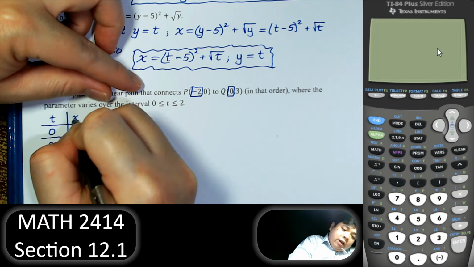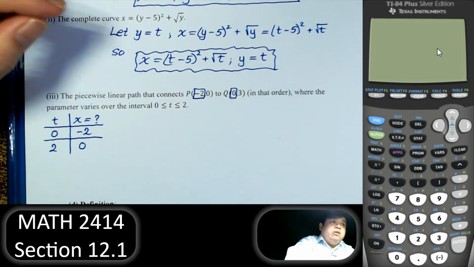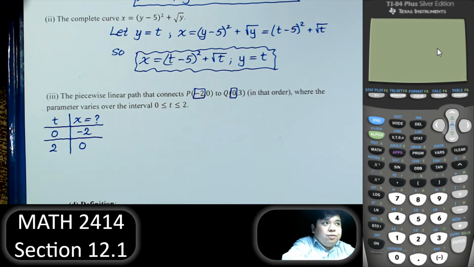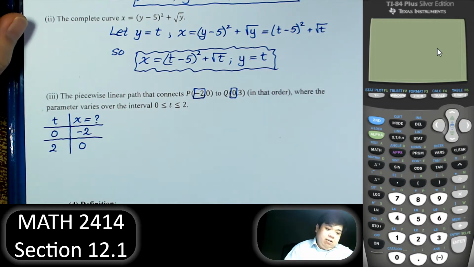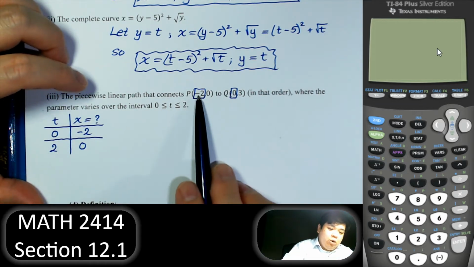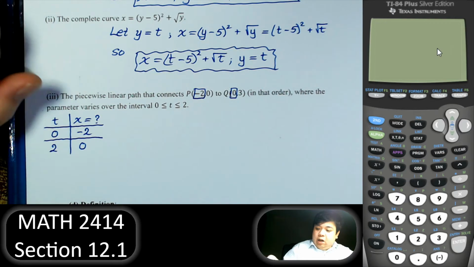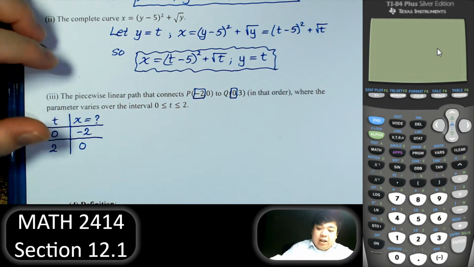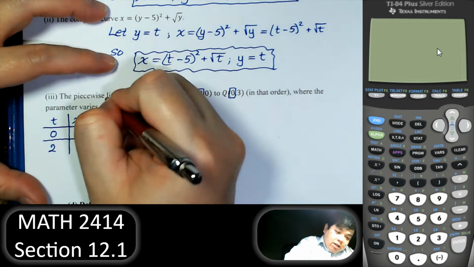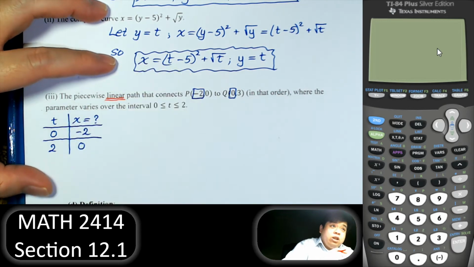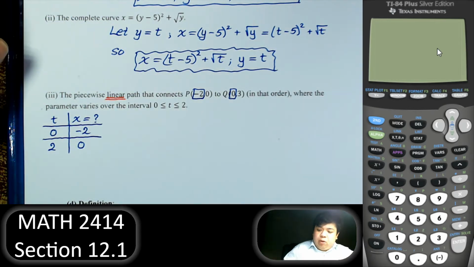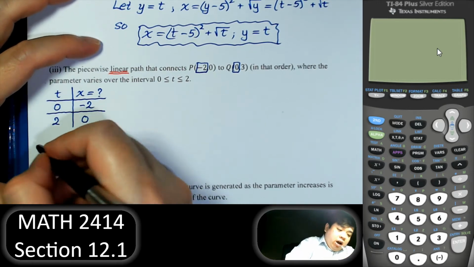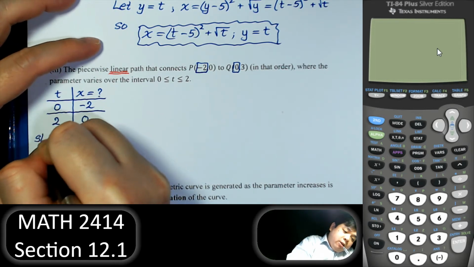So we need to find x as a function of t. Right. So t goes from 0 to 2, x goes from -2 to 0. Right. Now what we have here is most important, and this is a linear path. So this is an equation of a line. So this should be simple. Equation of a line. First we find the slope.